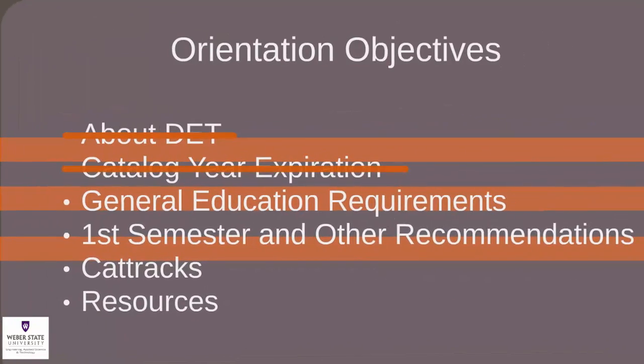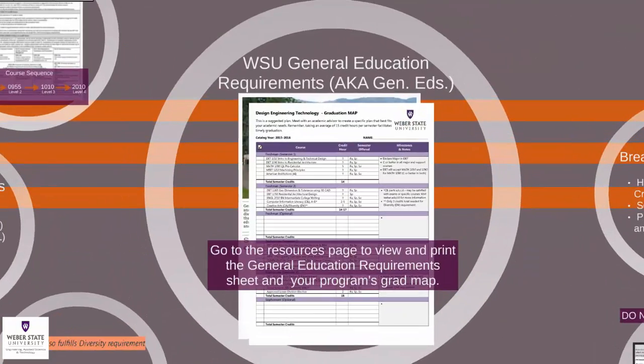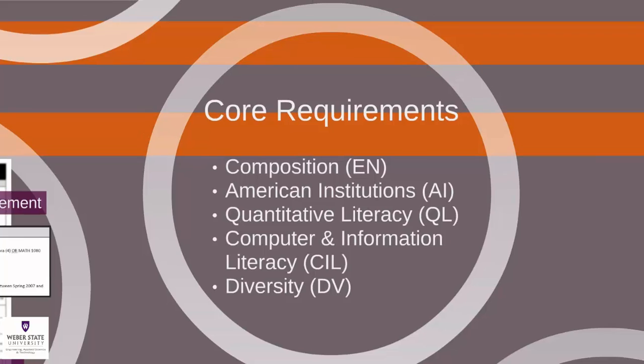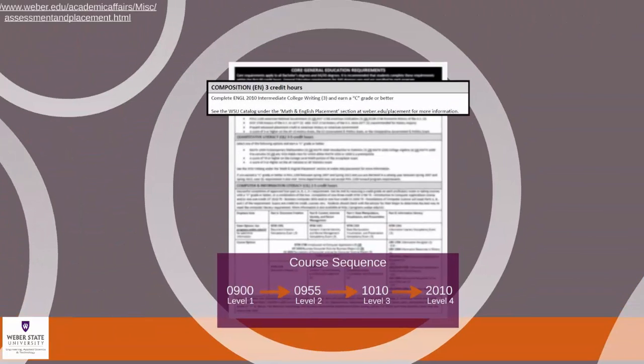In order to follow along with this presentation, print the General Education brochure from the Resources page if you have not already done so. General Education is broken up into 2 parts: the core requirements and the breadth requirements. We will begin by discussing the core requirements. The core requirements include English, American institutions, quantitative literacy, computer information literacy, and diversity. The first requirement under the core is your composition, or English.